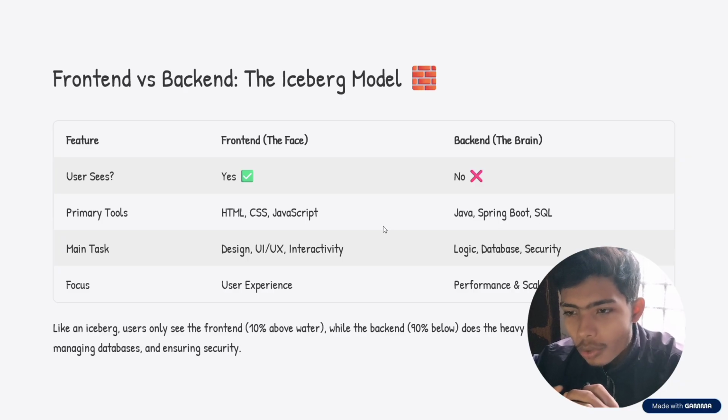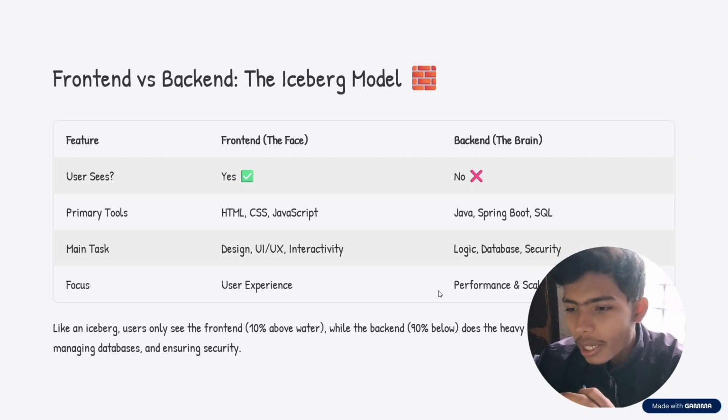What are the main tasks? Our main task in the front end is to design UI and UX and to add interactivity. But in the backend, our main task is to add logic, create databases, and make sure that our web page is secure. In the front end, we focus on the user experience, how the user will interact. But in the backend, our main focus is on performance and scalability.